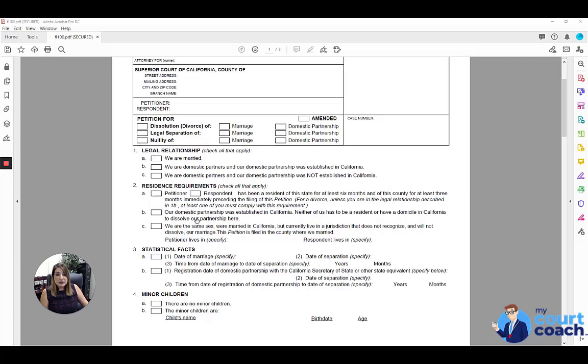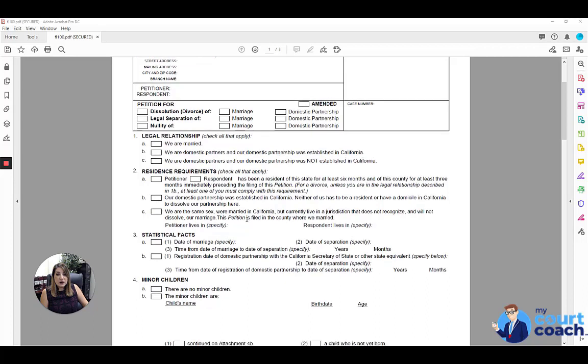If it's a domestic partnership, same thing, but there is a box to check that states that your domestic partnership was established in California. You don't necessarily have to be a resident or have a domicile in California to dissolve your partnership here. If you are of the same sex and were married in California, but you currently live in another state that does not recognize your marriage and will not therefore dissolve your marriage, you can file for dissolution of marriage or legal separation in California. You would just need to state that you are filing in the county where you were married and list where you are both currently living.